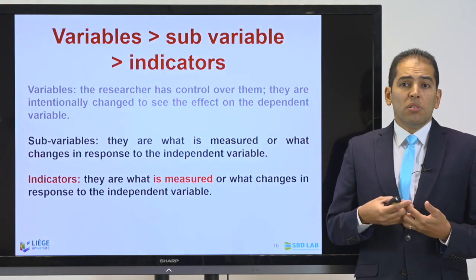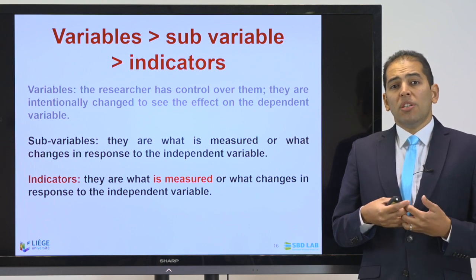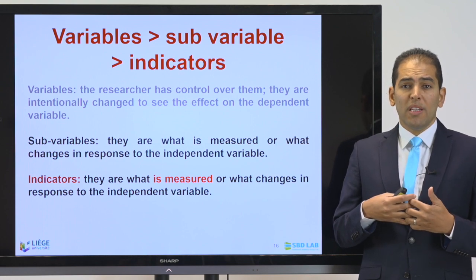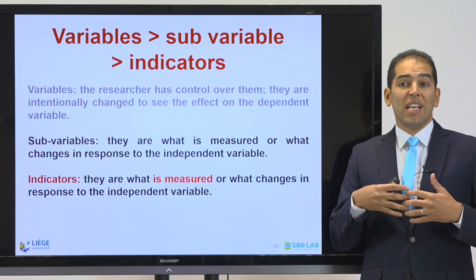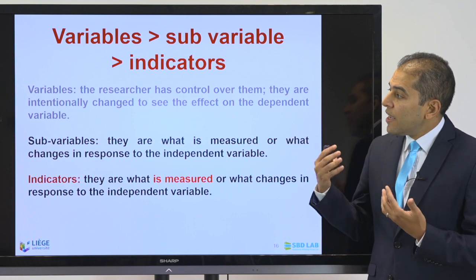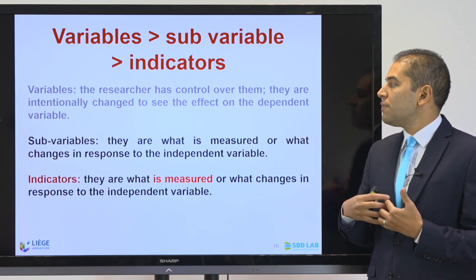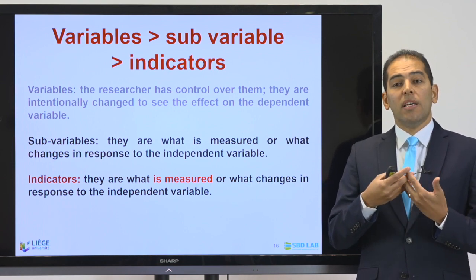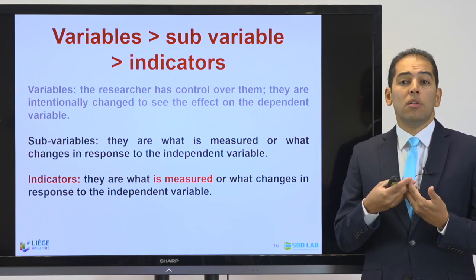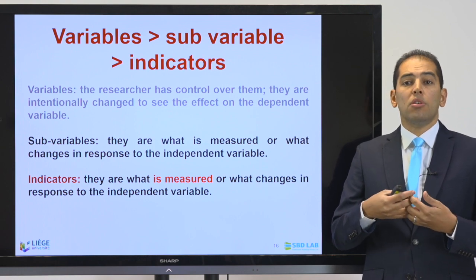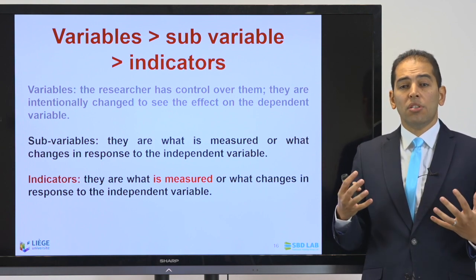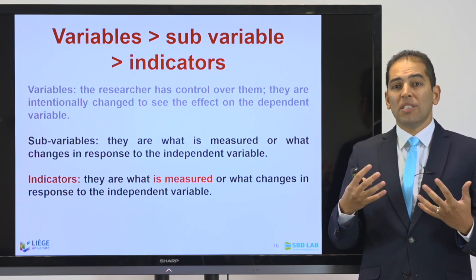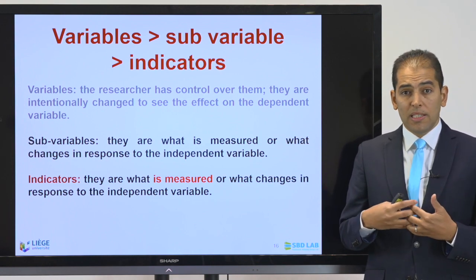Now, it's very important that when we talk about observational research, we are more focused on indicators. We focus less on variables, because with variables, the researcher has control over them. They are intentionally changed to see the effect on the dependent variable. And as we mentioned in the previous lecture, in observational research you are using non-manipulative approaches, so you are not changing the conditions. You are in a natural environment, observing and trying to establish correlations through statistical analysis.